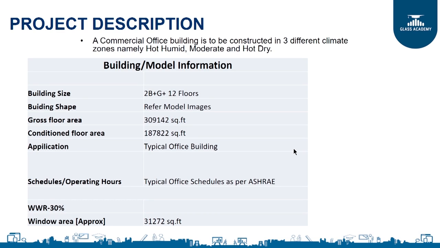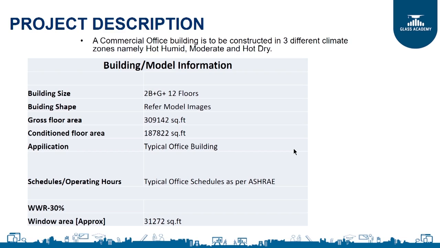So we chose 3 different climate zones: hot, humid, moderate, and hot, dry. Hot, humid is basically Chennai, which is a coastal area. A moderate climate zone was for Bangalore, and hot, dry for Ahmedabad. So these 3 locations were chosen, and we were asked to do a study on how the building performance would change, because they had a very clear idea of not changing the design of the building and yet seeing how the building is going to perform in these climate zones.